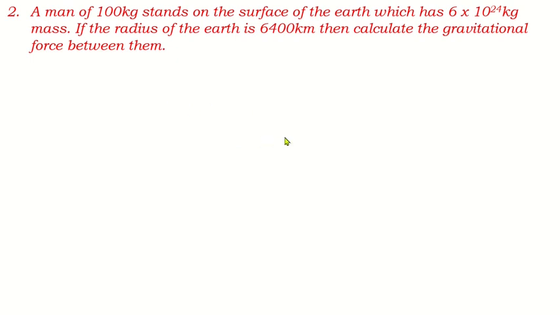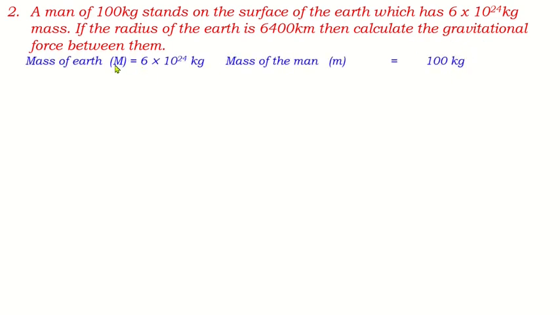What is given, I am writing the same. Here 100 kg mass of the man is given. In comparison with the earth's mass, the mass of the person is very less. That's why it is denoted by small m, and the mass of the earth can be denoted by capital M. We can write this way: mass of earth capital M is equal to this, mass of man small m equal to 100 kg.